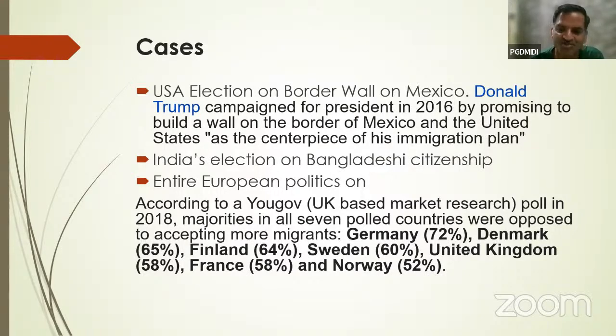These countries include Germany, 72%, the highest number in fact, then Denmark, 65%, Finland, 64%, Sweden, 60%, UK, 58%, France, 58%, Norway, 52%. So people are overwhelmingly opposed to having more immigrants.